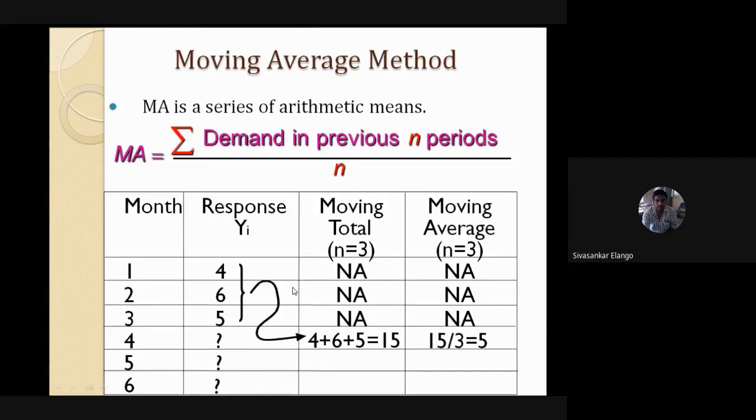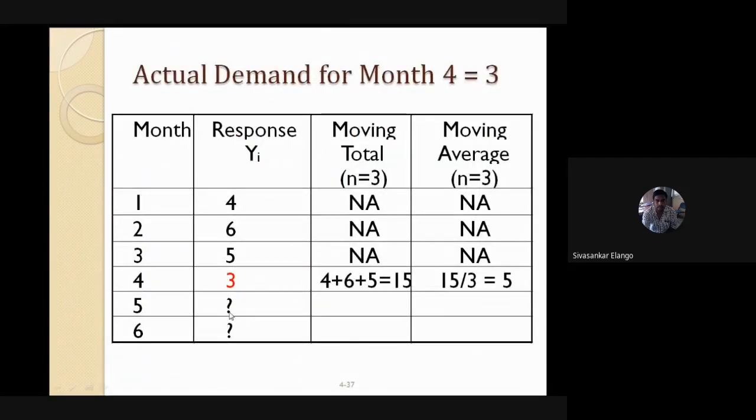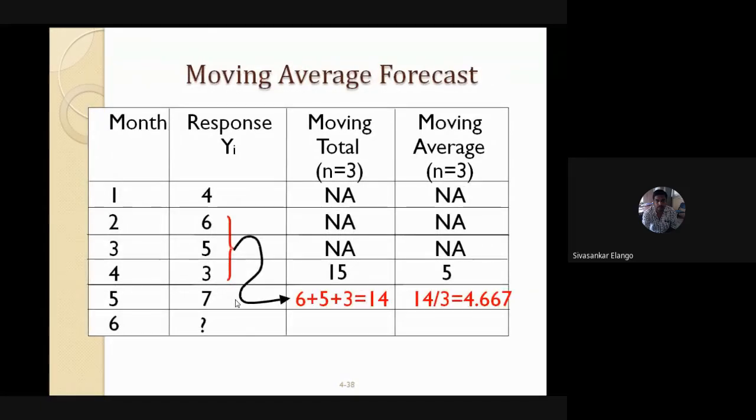The same thing. And now how to compute the sales for month 5? It's going to be 6 plus 5 plus 3 divided by 3. So 11 plus 3, 14 divided by 3. So 14 divided by 3 is going to be 4.667. So this is known as the simple moving average forecast. I'm going to find the sum of sales in the past 3 months and average it by 3. It's known as moving averages.